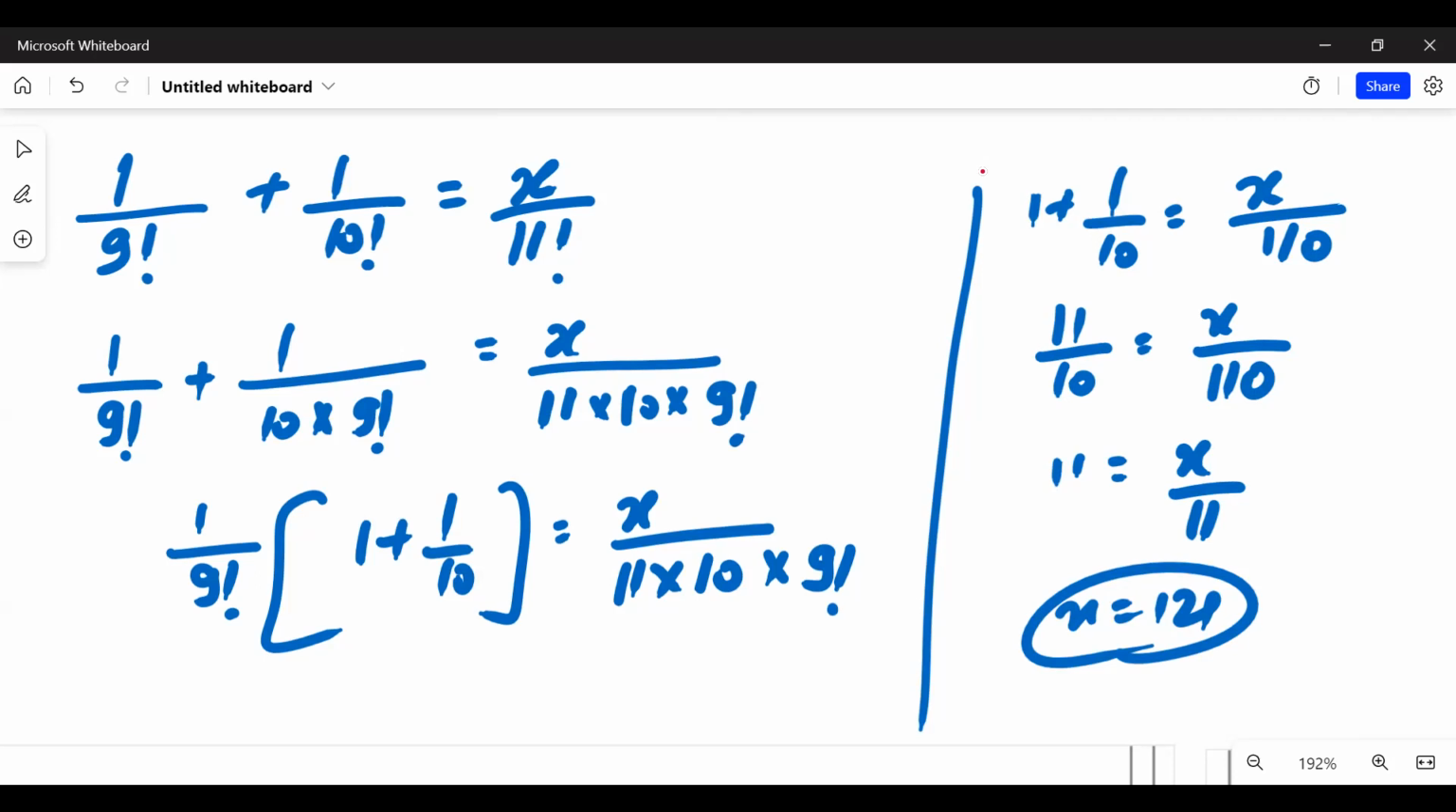Clear? Yes, sir. Anyone have any doubt? Ask me. Anyone, any doubt in the steps? Take 1 by 9 factorial common, and then you know how to do LCM and all.